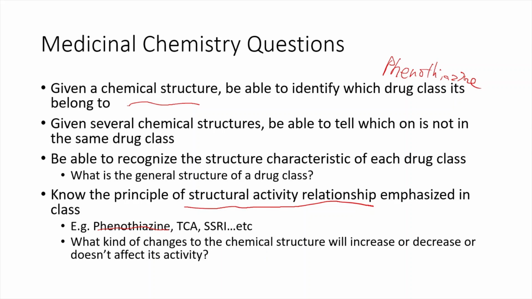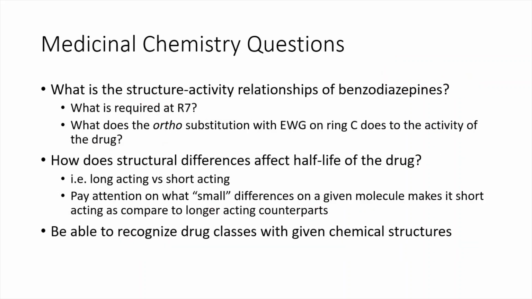Now, I will never ask you which drug corresponds to what structure, or what the name of it is. Only the drug class. Recognize the drug class. All right, here is some in-depth guidance on the benzos. What is required at R7? Things like some electron withdrawing group, some of the general themes that we've seen.